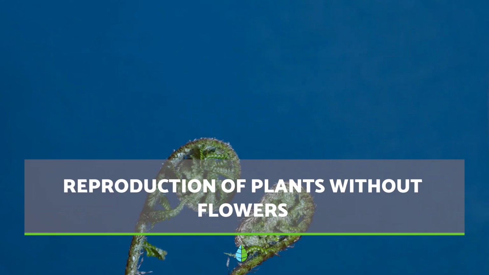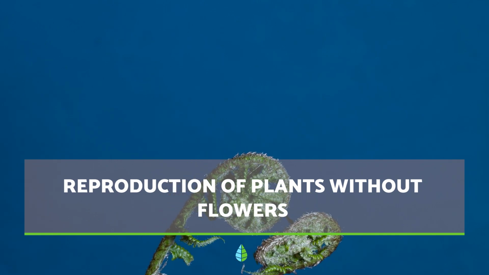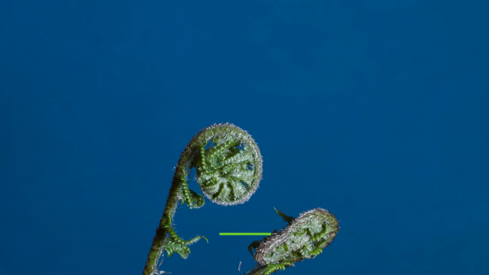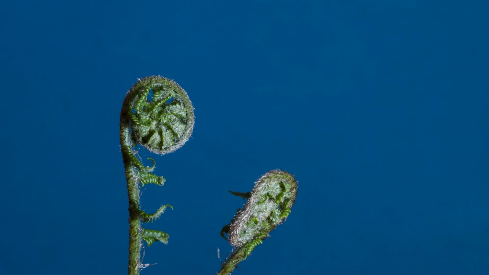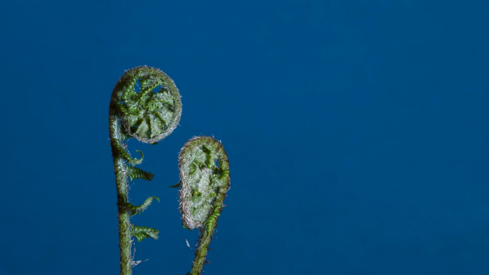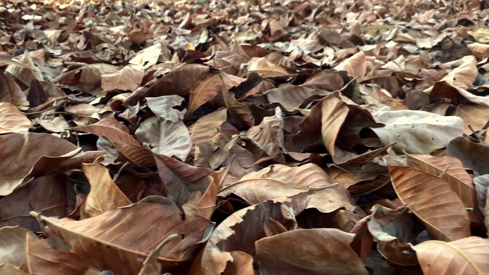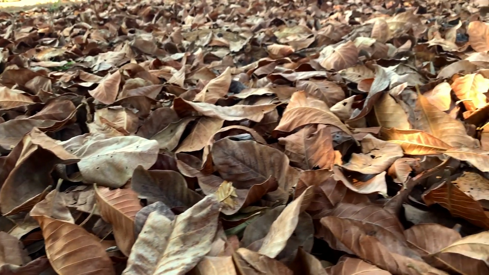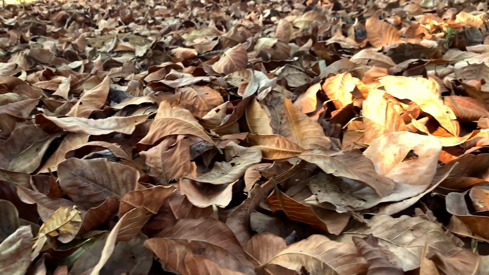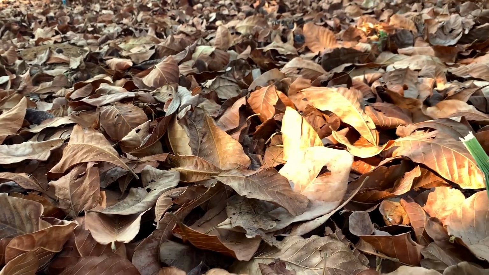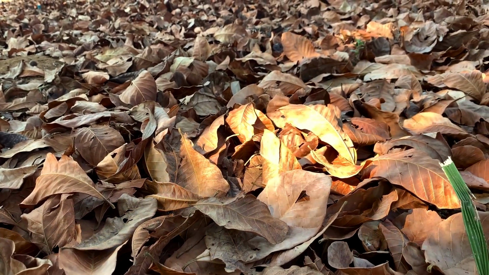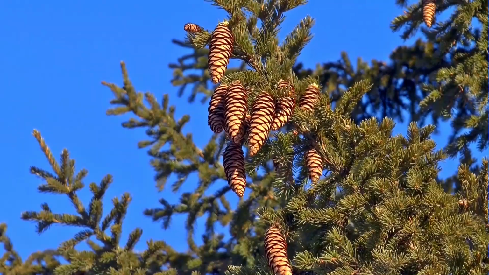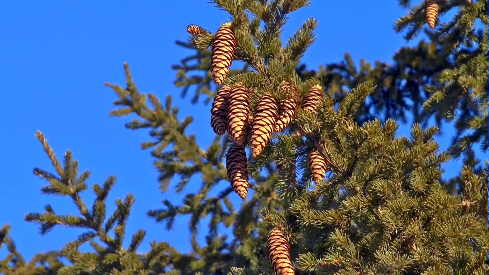Reproduction of plants without flowers. Plants without flowers reproduce differently since they don't have flowers or seeds. These reproduce by spores in the following way. First, the spores are stored in sacs called sori, which are found on the underside or back of the leaves. The sori opens when the weather is dry so that the wind carries the spores. When the spore falls to the ground, it receives the necessary conditions of temperature and humidity.